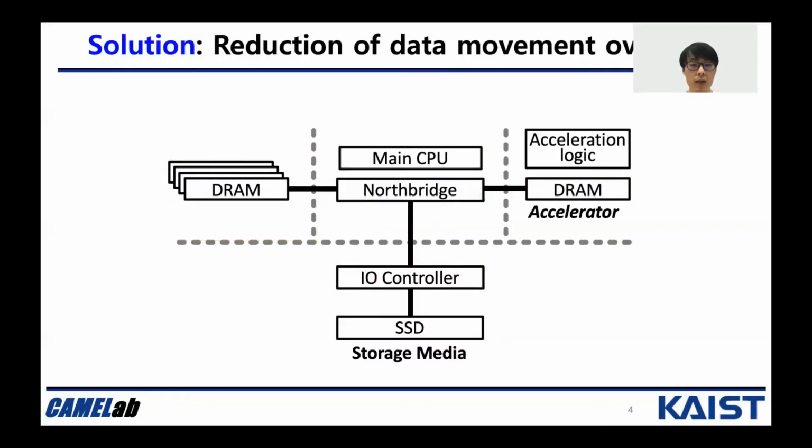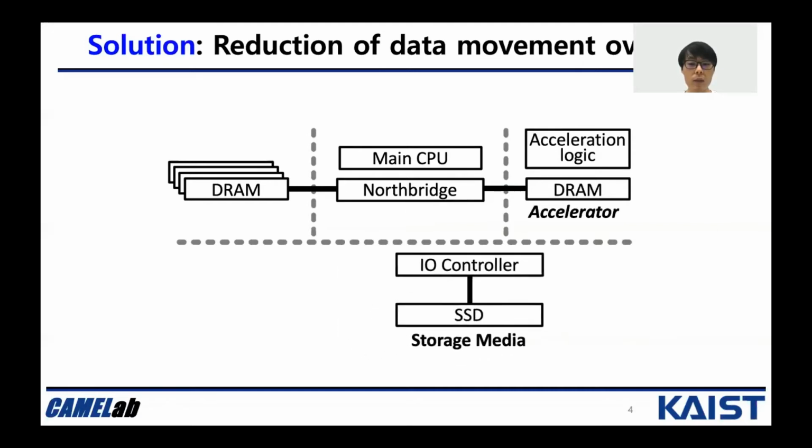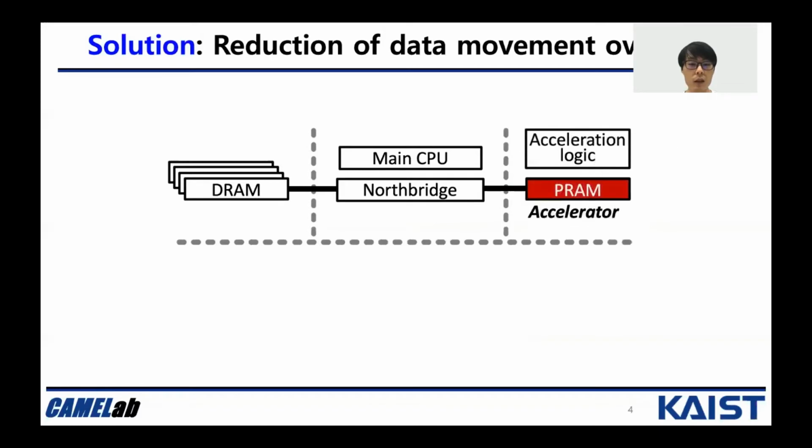To reduce the time for data movement overhead, we suggest TensorPRAM. The TensorPRAM replaces the conventional DRAMs with non-volatile PRAMs in an accelerator. With the non-volatility of the PRAM, we can store the DNN data in the PRAMs. Therefore, the accelerator can access the data directly from the PRAM.